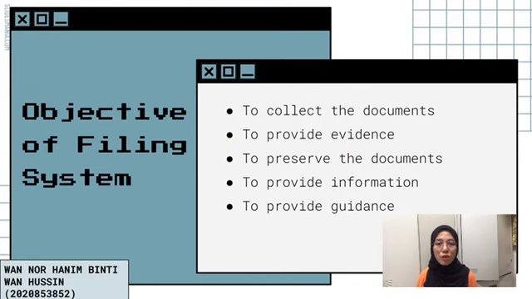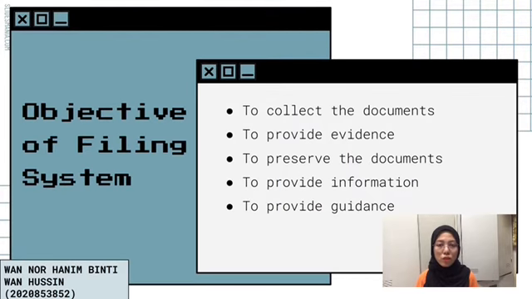The next one is to provide evidence. The office receives very important letters and documents which can be very useful in future. So the filing helps to preserve such important files properly in a systematic manner. Those important documents might be needed in future to settle misunderstanding and dispute.